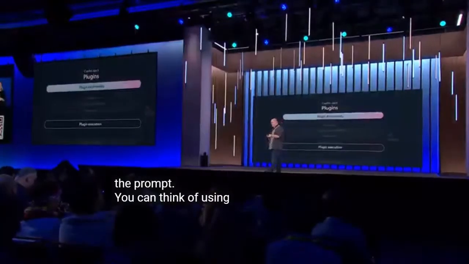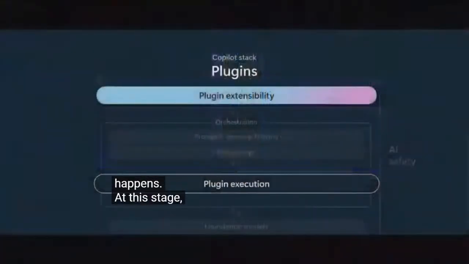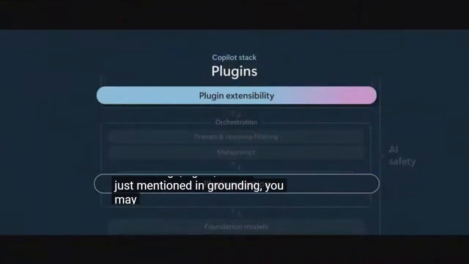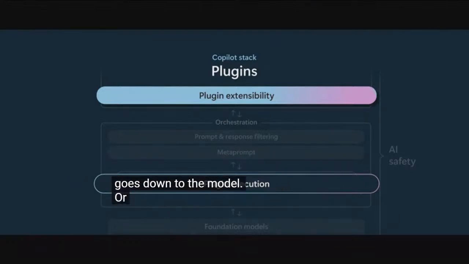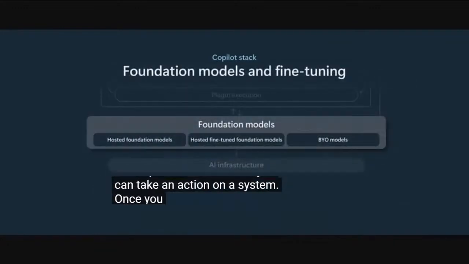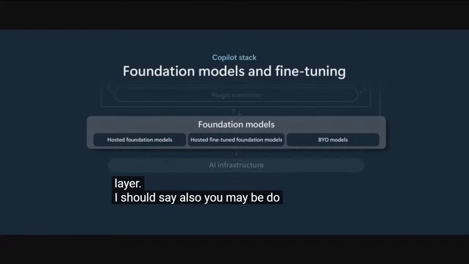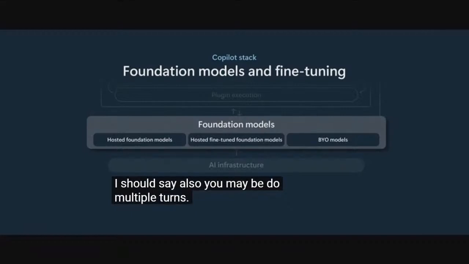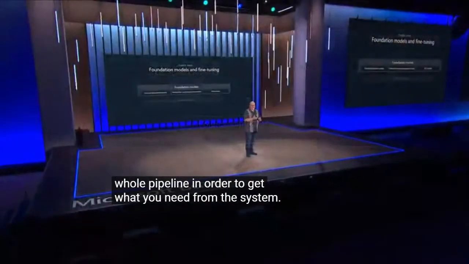The next step here is where plugin execution happens. At this stage, as I just mentioned in grounding, you may use the plugin to add some extra context to the prompt before it goes down to the model, or you may do a plugin execution on the way back up from the model so that you can take an action on a system. Once you get through all of the stuff in the orchestration layer, and I should say you may do multiple turns through this whole system, calling multiple models, making multiple passes through this whole pipeline to get what you need from the system. But at the very bottom of the stack are foundation models and infrastructure.